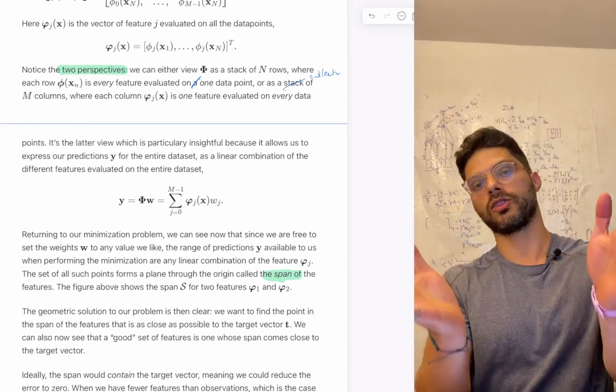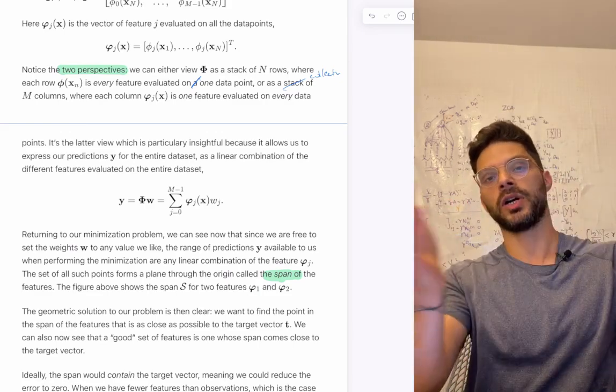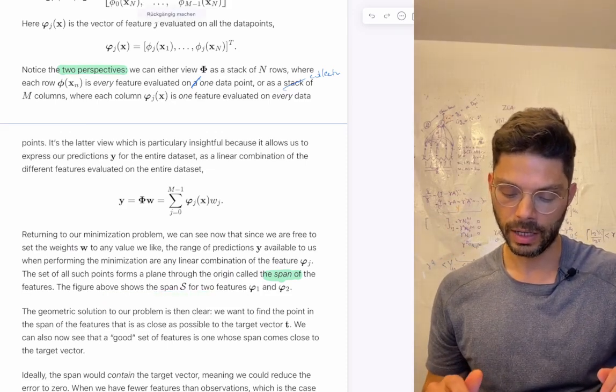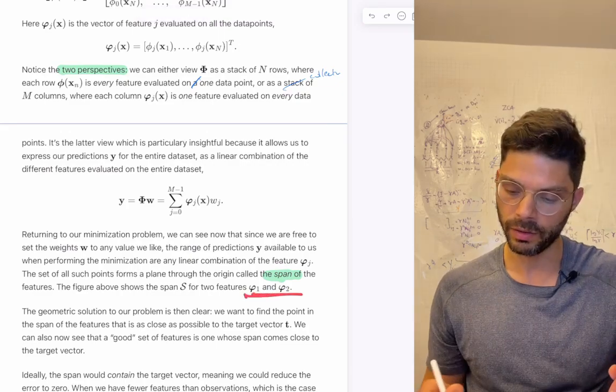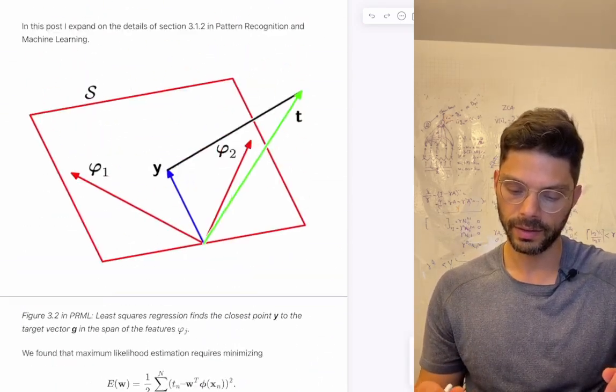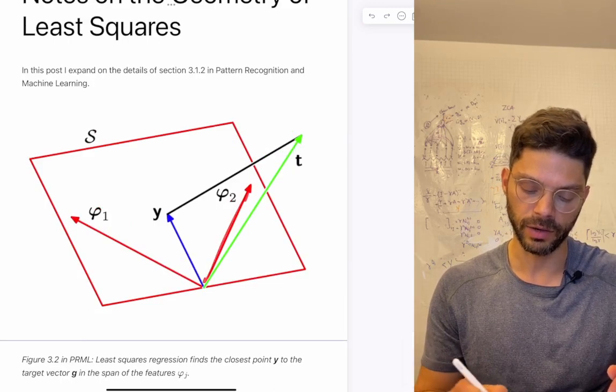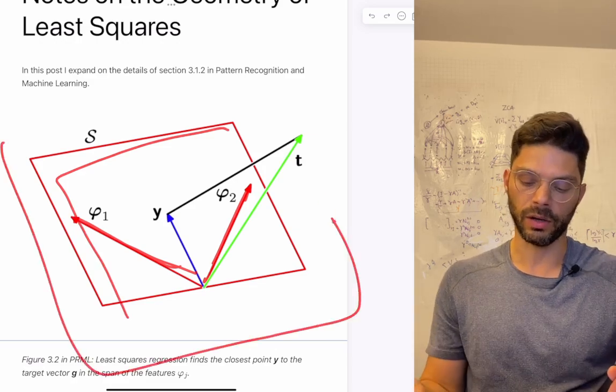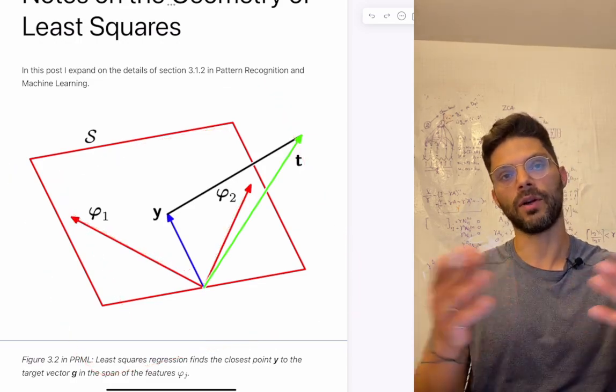You've got a bunch of vectors. What is the set of all linear combinations of them? Well, it's the span. And the figure above shows the span for two features, phi 1 and phi 2. So let's go have a look at that. There's phi 1 and phi 2, and it continues on all the way, the set of all linear combinations.